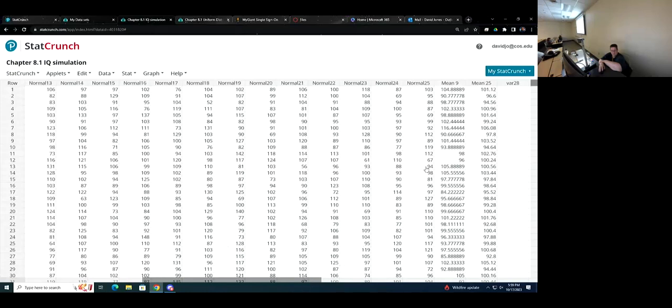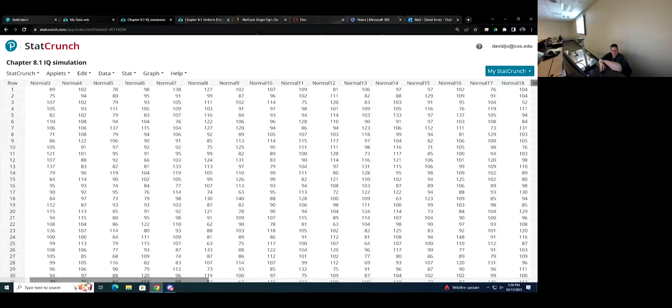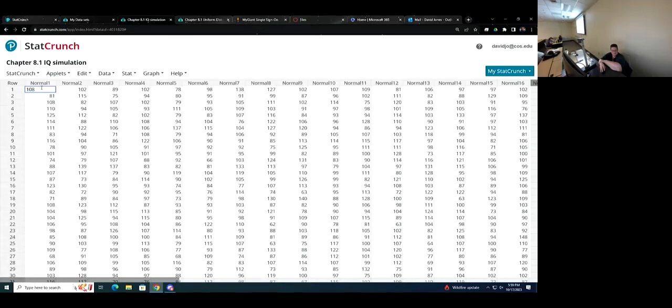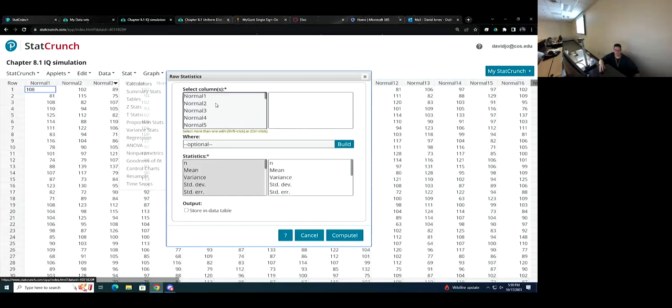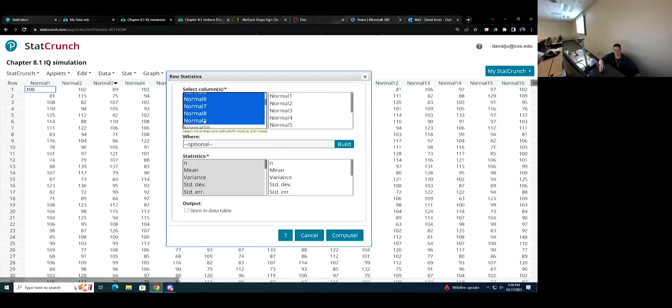Where it says mean 9, this column right here, it took the mean of the first 9 rows. I'll show you real quick how I did it. That was stats, summary stats, rows. And I just selected the 9 rows, or 9 columns. I told it I wanted the mean, and I said store in data table.